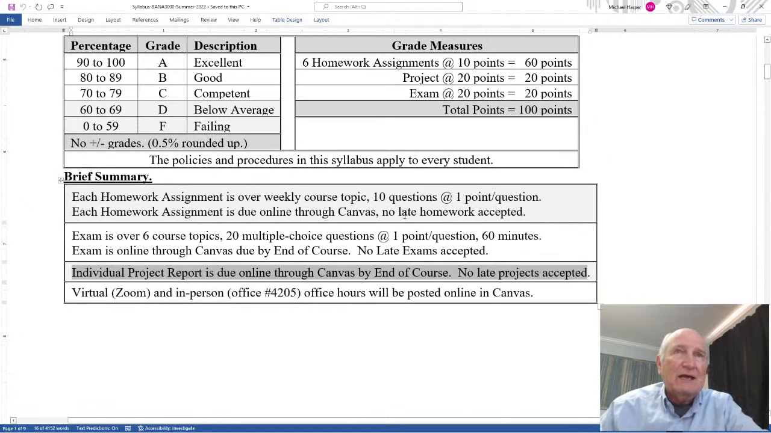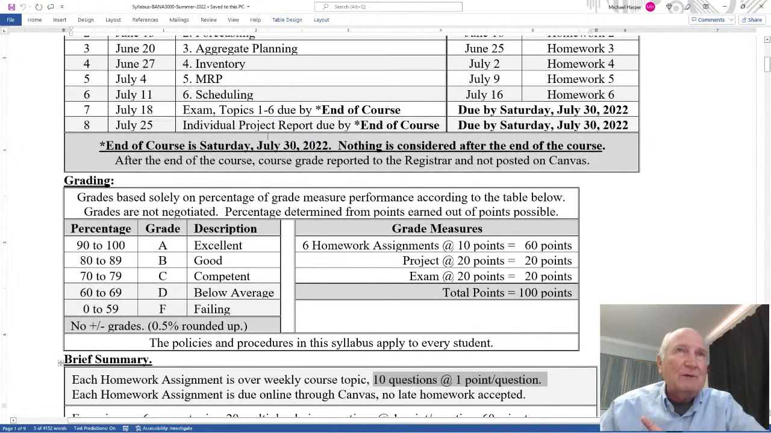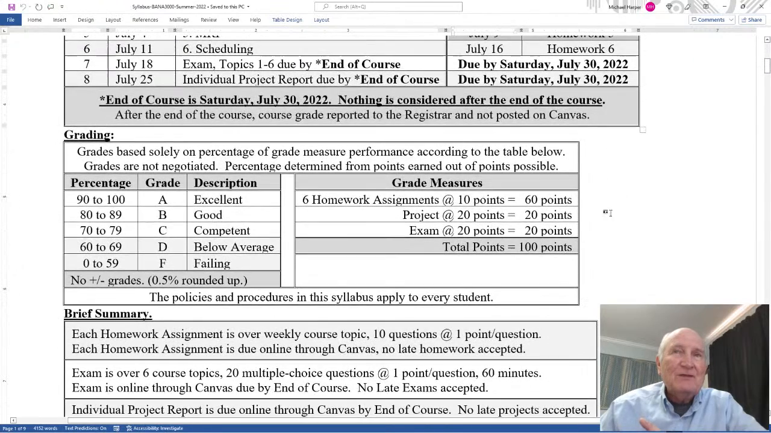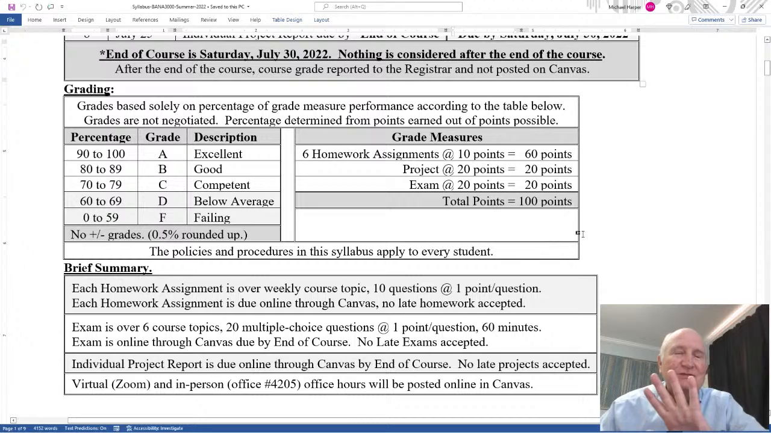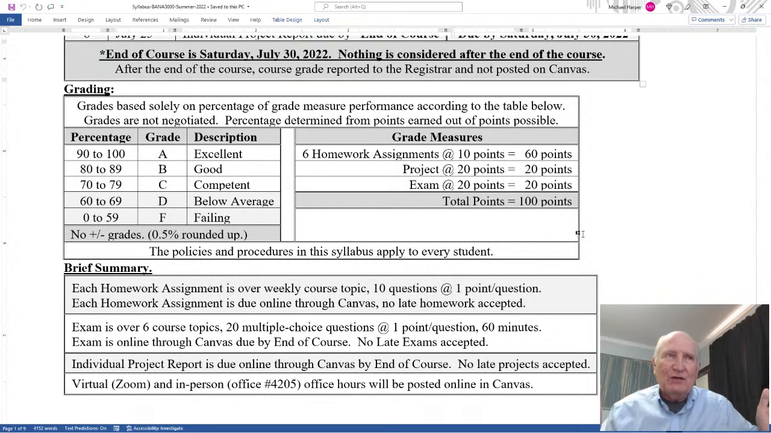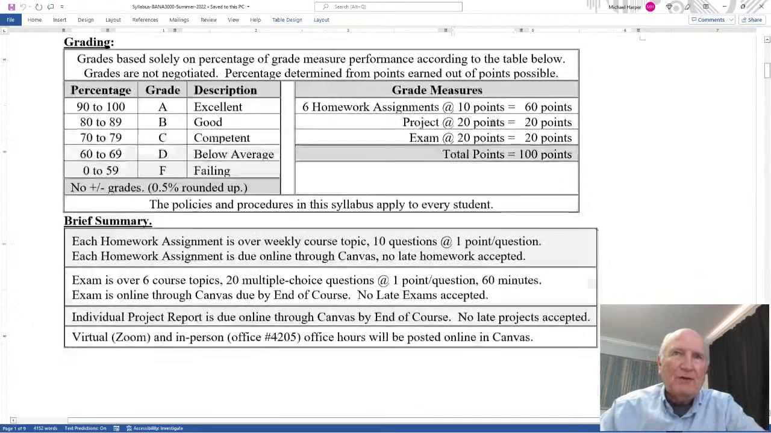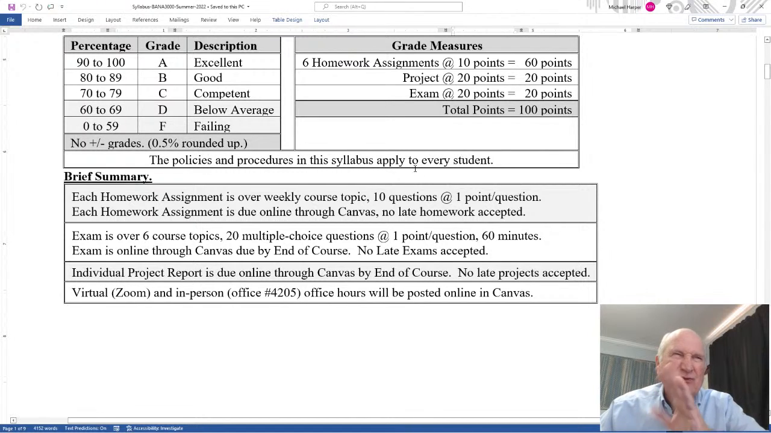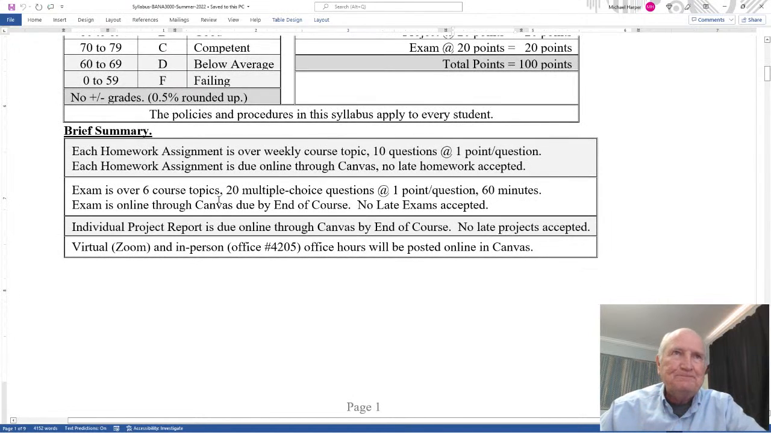Now that I say there are 10 questions, 1 point per question, one of the homework assignments, I think it's MRP, homework 5, actually has 5 questions and 2 points per question. But the other 5 have 10 questions with 1 point per question. We'll go to Canvas in a minute and you'll see how I've designed it, how I set it up.